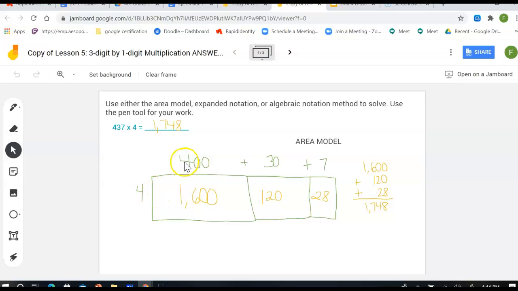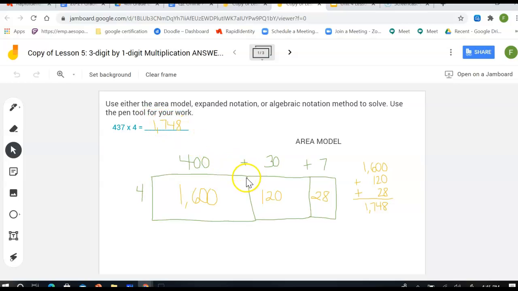And right here, what I've done is I've multiplied the 400 times 4, and I get an answer of 1600. And over here, multiply the 30 times the 4, you get 120. And over here, multiply the 7 times the 4, get an answer of 28. And with these partial products, then you have to add them up. So then I set them up here, of course, in the correct place value spots, and I added them all up to get 1,748. And here's your answer here.